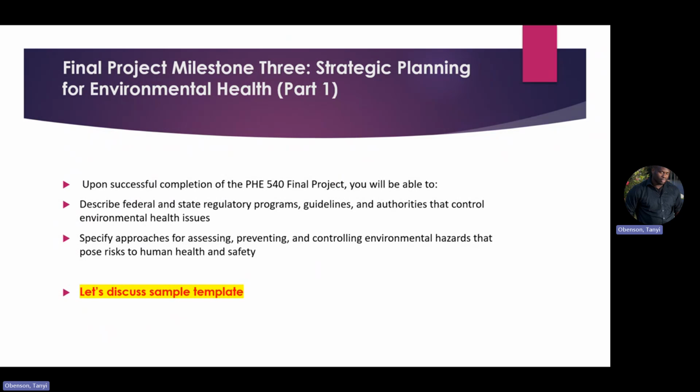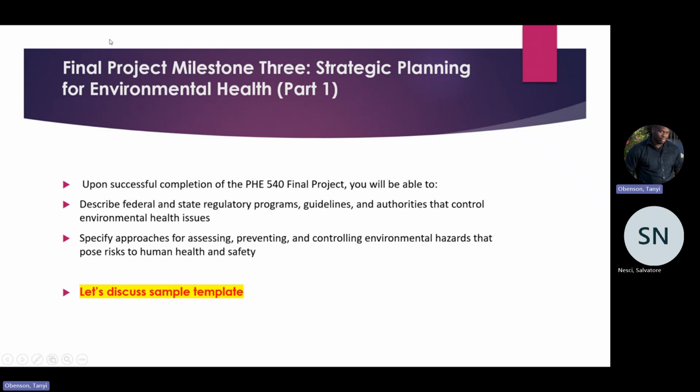So for final project milestone 3, you're just picking up from milestone 1 and 2. Upon successful completion of the PHE 540 project, you'll be able to describe federal and state regulatory programs, guidelines, and authorities that control environmental health issues, specify approaches for assessing, preventing, and controlling environmental health hazards that pose a risk to human society.